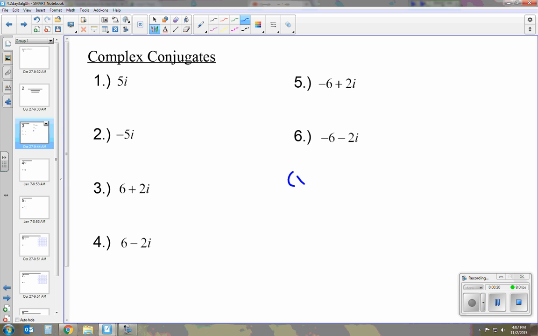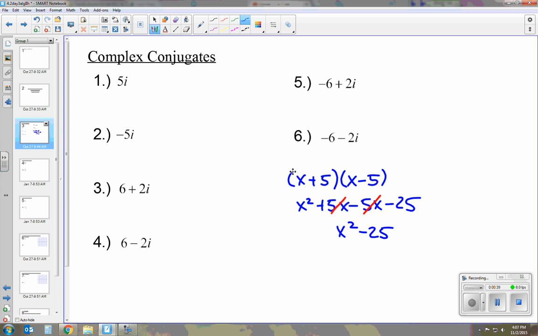So if we have something like x plus 5, the conjugate of that is x minus 5. And if we were to FOIL this out, we get x squared plus 5x minus 25. And if you notice, the middle numbers cancel each other out, and we get x squared minus 25. So the x value cancels out. It's no longer there. So a complex conjugate is the same concept. Instead of the x value that gets canceled out, it is the i value that gets canceled out, and you're going to see why in a minute.